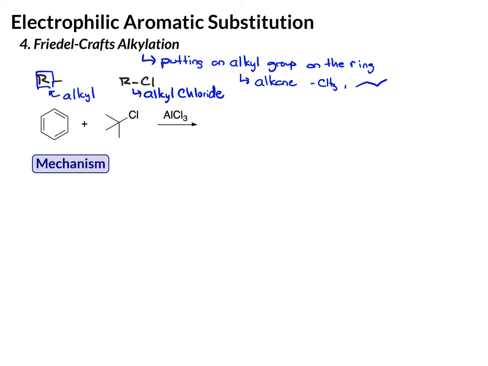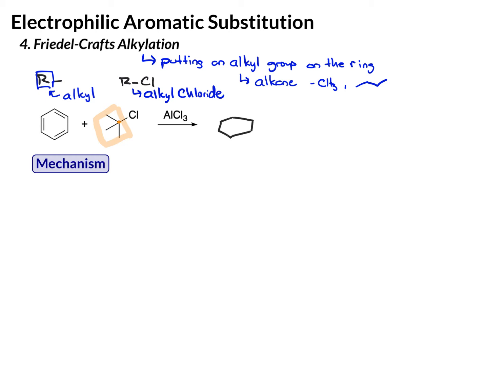We use alkyl chlorides. So in this case, we have benzene, and tert-butyl chloride is the alkyl chloride. And what's going to happen here is this tert-butyl group is going to get added to the ring. So let me just circle what ends up being added. This tert-butyl, and specifically the carbon where the chlorine is at, is going to be the one that gets bonded to the ring in this example.